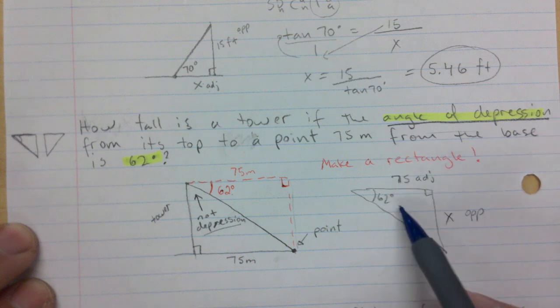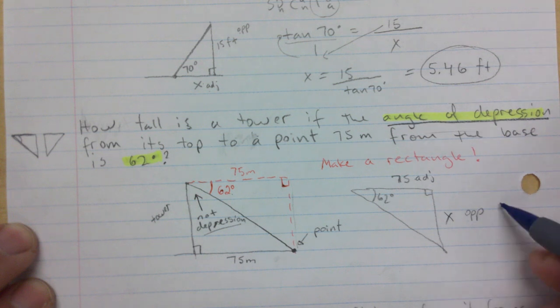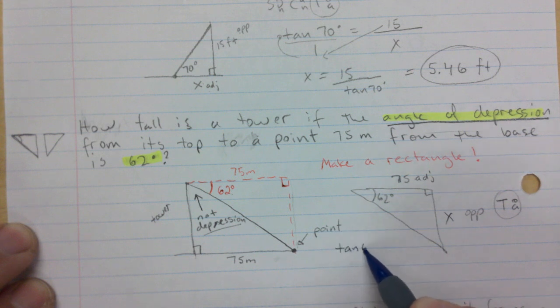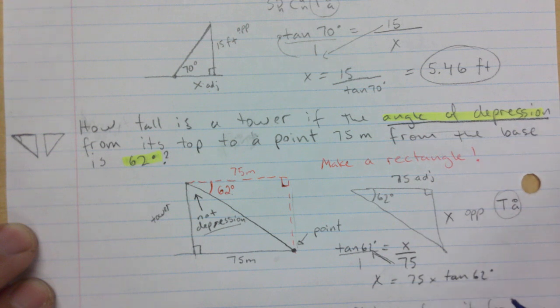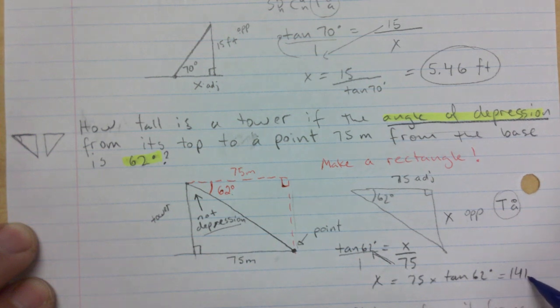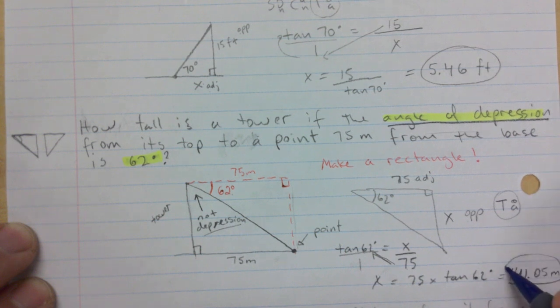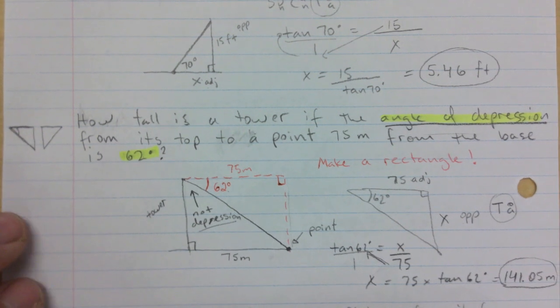Okay. So O and A, that's tangent, right? Use TOA, if you want to write it down like that. So we're going to go tan of 62 is opposite over adjacent. You can put the 1 here, but really you're just multiplying 75 times tan of 62. And that will give you 141.05 meters. That is the height of the tower.